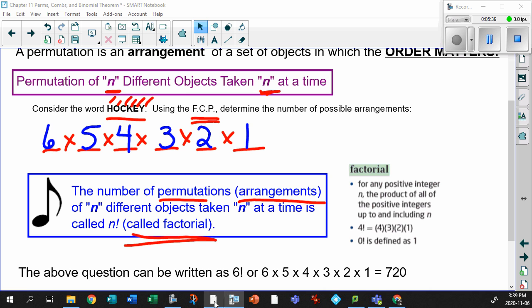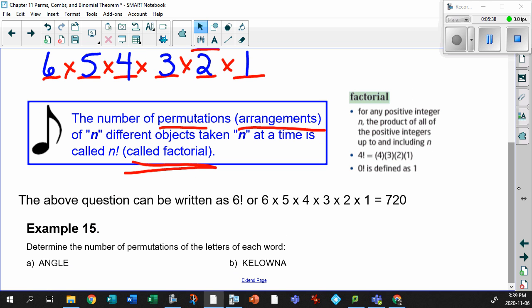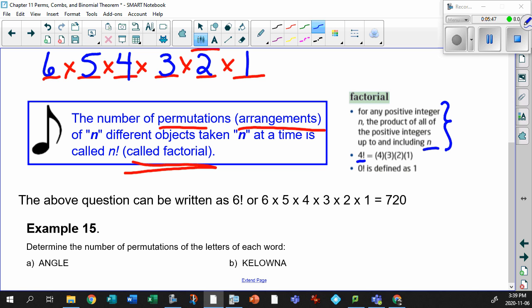Okay. So here's the definition of factorial. Factorial says any positive integer, n, the product of all the positive integers up to and including n. So you basically just do a countdown. 4 factorial, 4, 3, 2, 1, multiply it. But here's something that's really, really important. What if I have a 0 factorial? Surprisingly enough, 0 factorial is actually defined as 1, not 0. This becomes incredibly important a little bit later on. So I'll make reference to that later.